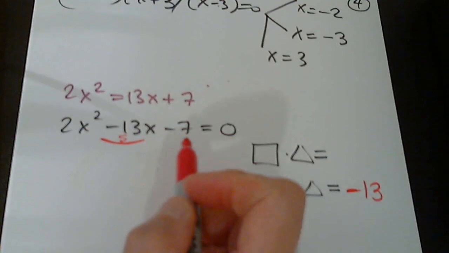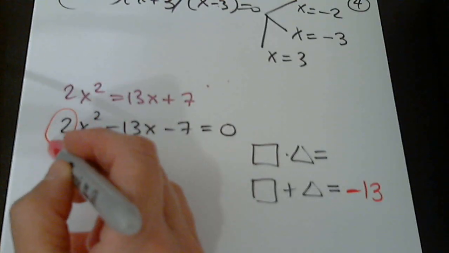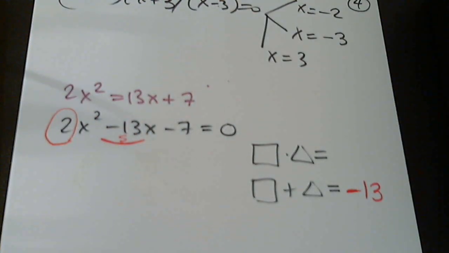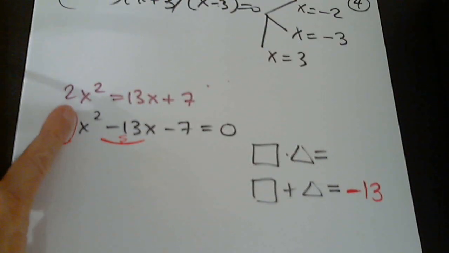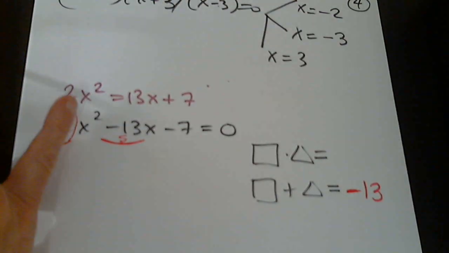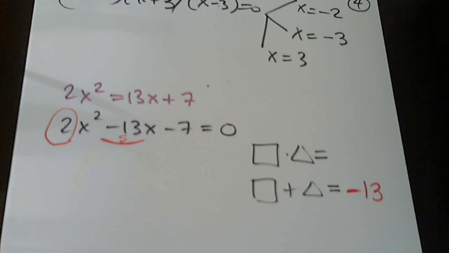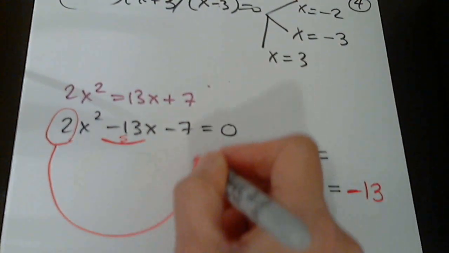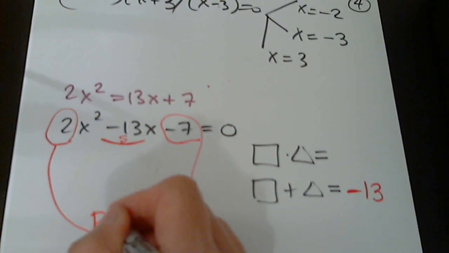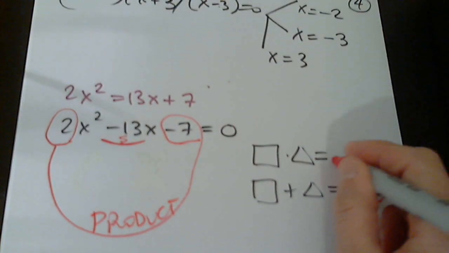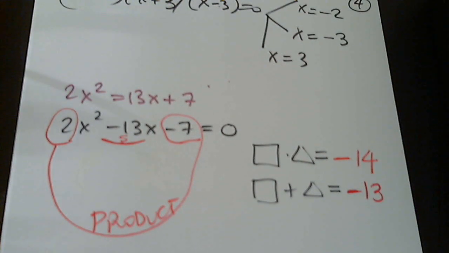Careful. It would have been negative 7 only when this is 1, but it's not 1. So if the leading coefficient is 1, the product is negative 7. But the leading coefficient is not 1. So would it be positive? It's negative 14. Exactly, this is the product now. So we have to incorporate the leading coefficient in the product. Good.